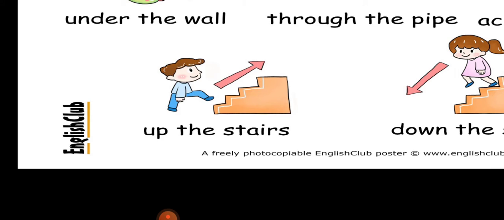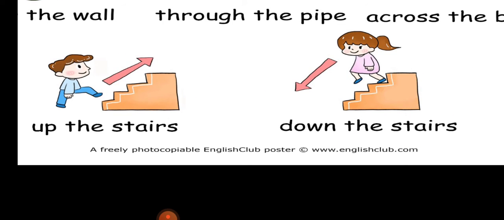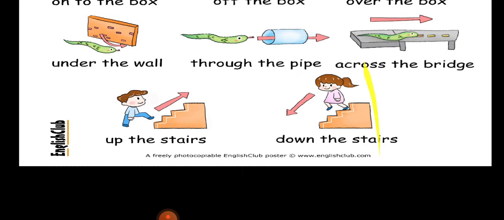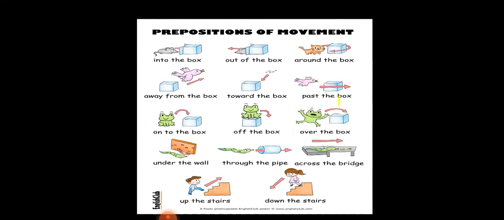Up the stairs, he's going up the stairs. Okay, down the stairs, he's going down the stairs. Or we sometimes say she's going downstairs, but if you want to use the preposition, then we'll say she's going down the stairs. Okay, so that was your topic number one that we will do in your book.